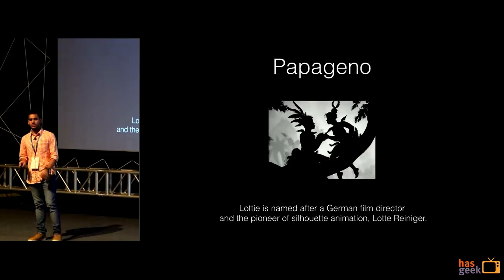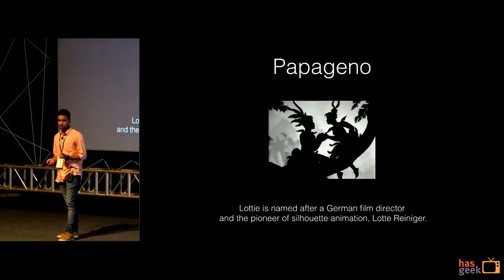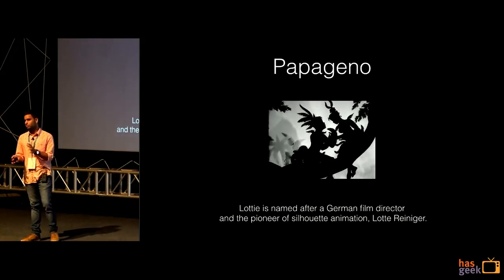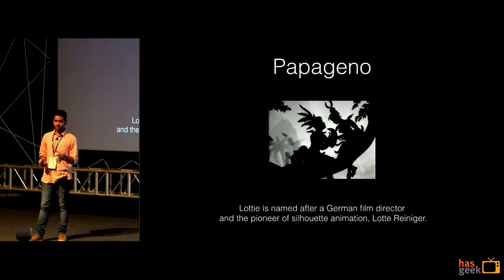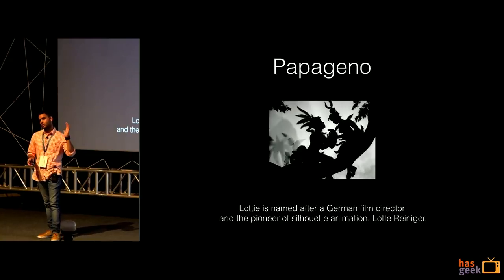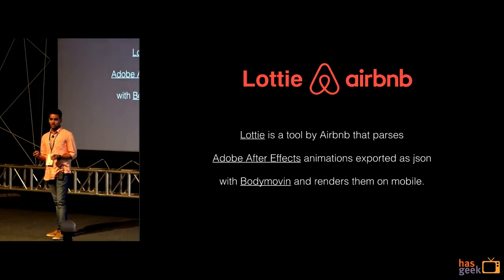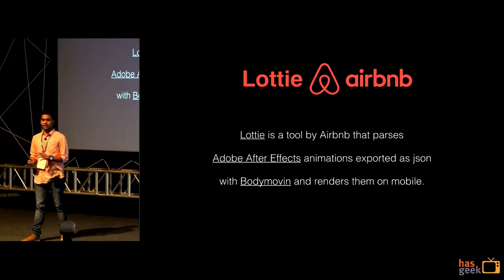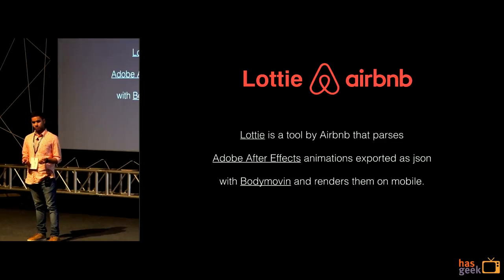Lottie is named after a German film director and a pioneer of silhouette animation, whose name is Lotte Reiniger. I told you, she was the pioneer of animation. She used to create some animated films, and that was a long time back. Lottie got inspired and took the name from it, and it's a tool by Airbnb that parses After Effects animations exported as JSON with BodyMovin and renders it on the go.